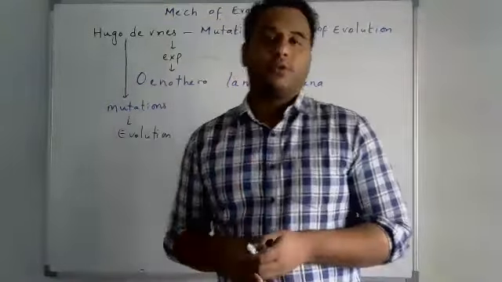But according to mutational theory, speciation happens by saltation. What is meant by saltation? Saltation stands for single step, large mutations. Okay, so this is the explanation of Hugo de Vries's theory and a comparison with Charles Darwinism.